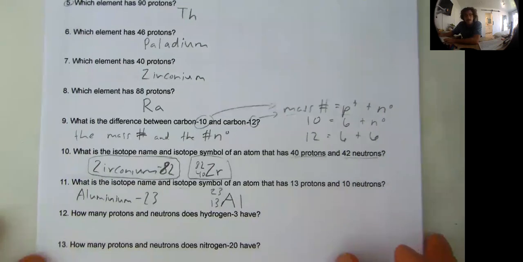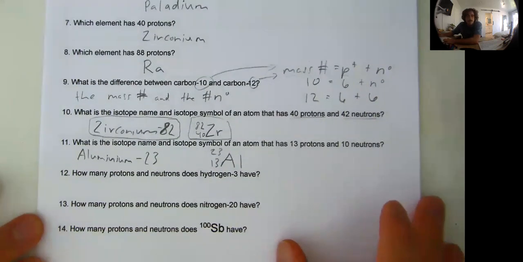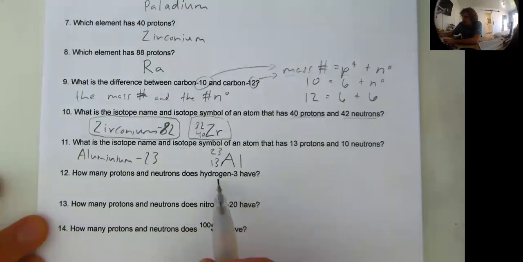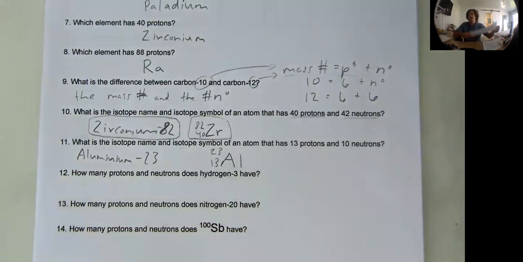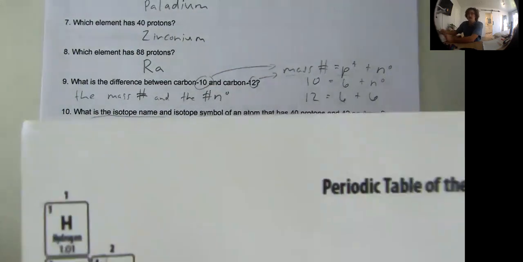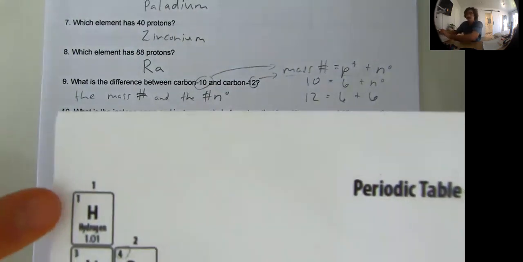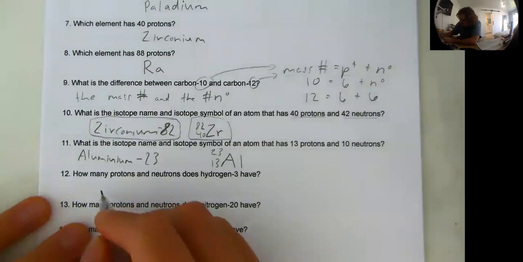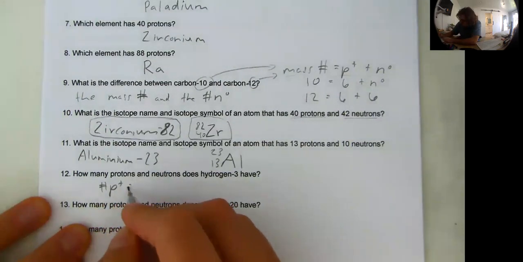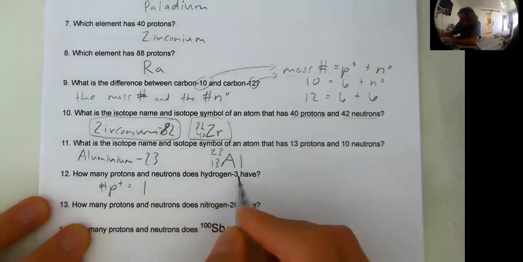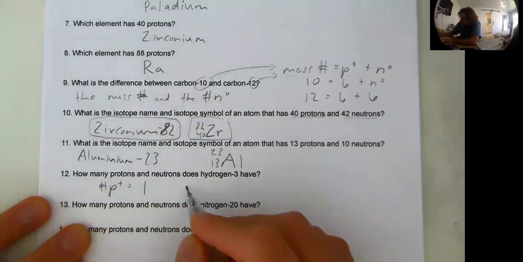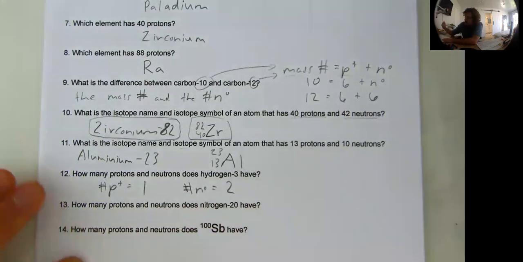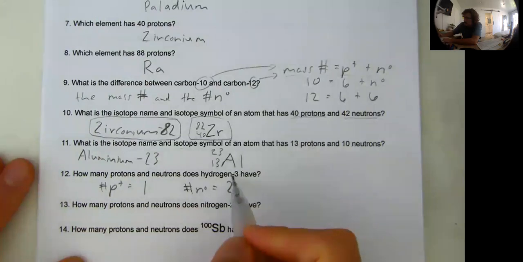That's it. Number 12, let's get through these. How many protons and neutrons does hydrogen 3 have? Well, hydrogen is the first element on the periodic table. It's number 1, the number in the box right there. So the number of protons equals 1, but it says hydrogen 3 as the mass number. That must mean that the number of neutrons equals 2, because the protons and the neutrons equal the mass number.